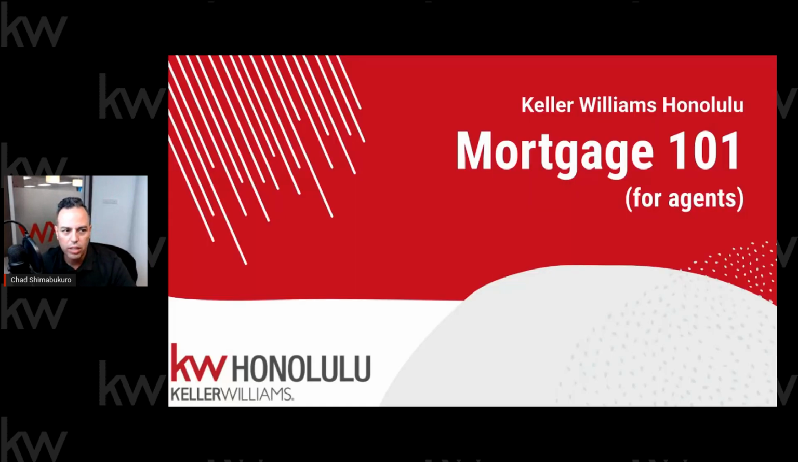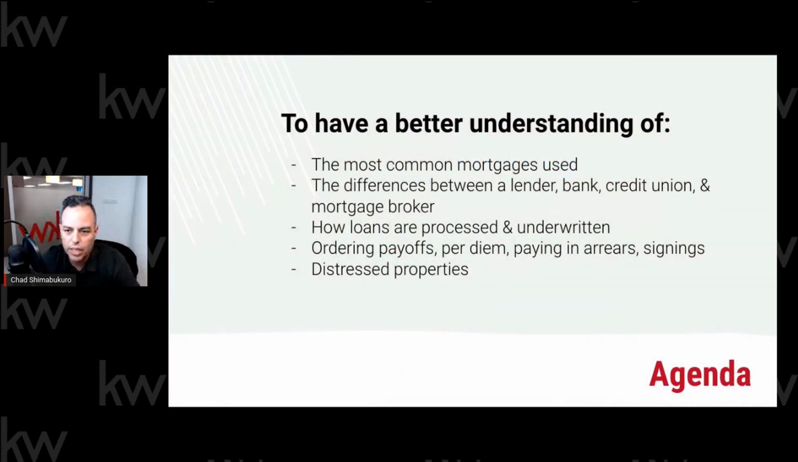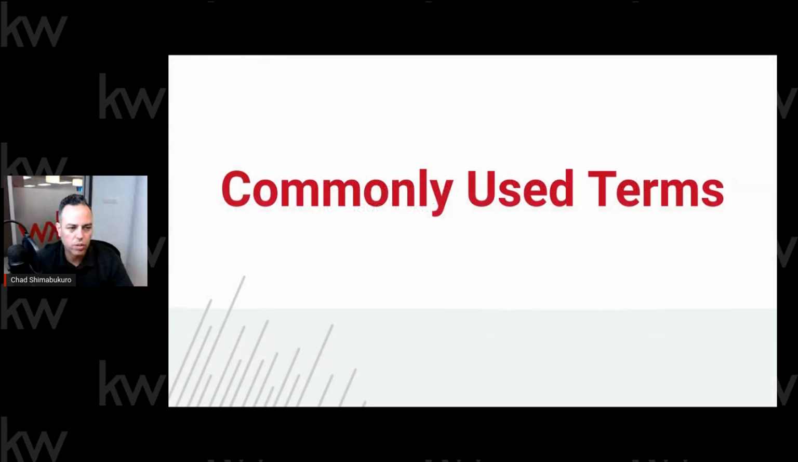So again, this is Mortgage 101 for agents. The purpose of this particular class is to get a better understanding of common mortgage language, the terminology, the differences between a lender, bank, credit union, mortgage broker, etc., how loans are processed and underwritten, ordering payoffs, what per diem means, paying in arrears, and distressed properties, all those kinds of things. So we'll go over some of these things.